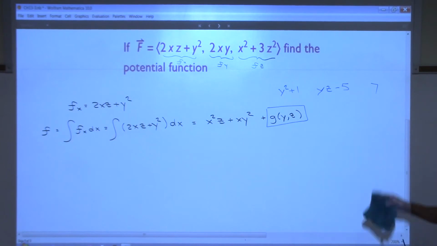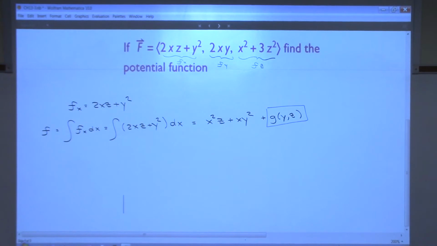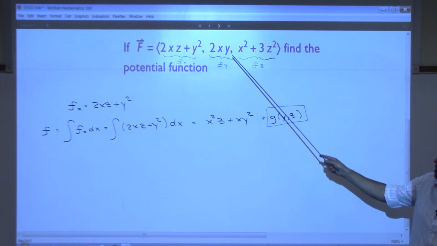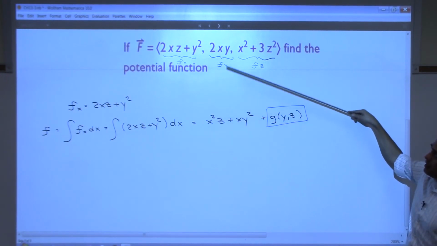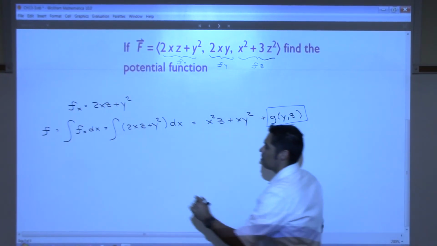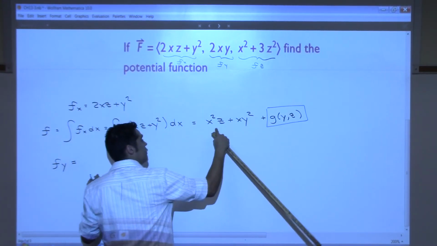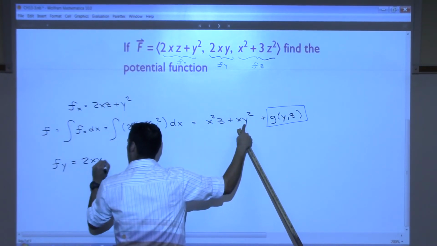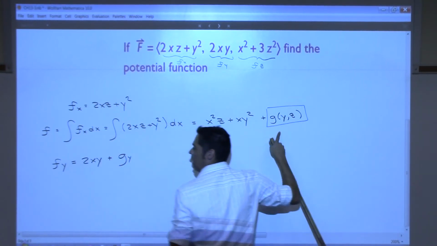All right, what now? The next piece of information that we know is that the partial of f with respect to y has to be 2xy, right? So I'm going to take this and derive it with respect to y and set it equal to this. So the partial of f with respect to y, let's look at ours first. What's the derivative of this with respect to y? 0. With respect to y? 2xy. And then what's the derivative of this with respect to y? I don't know. G sub y. How about that?